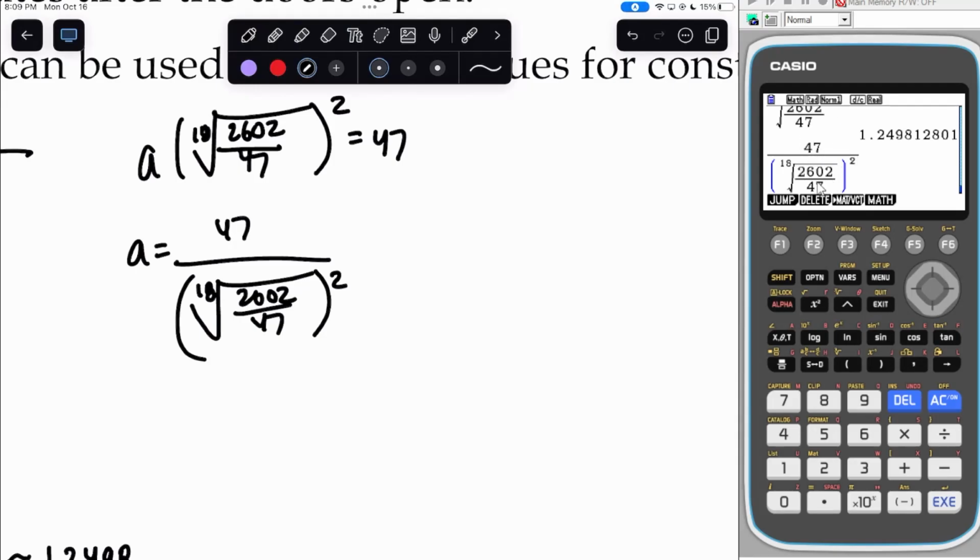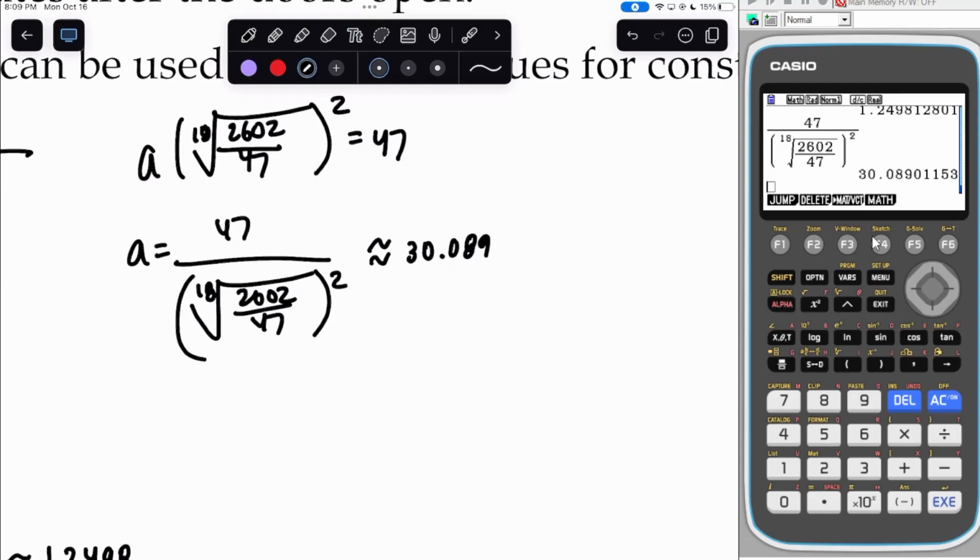This is disgusting. However, we should get a nice number here. Nice-ish number. It's maybe around 30, I believe. If not, we did something wrong. All right, perfect. It is all good to go. So A is about 30.0890.